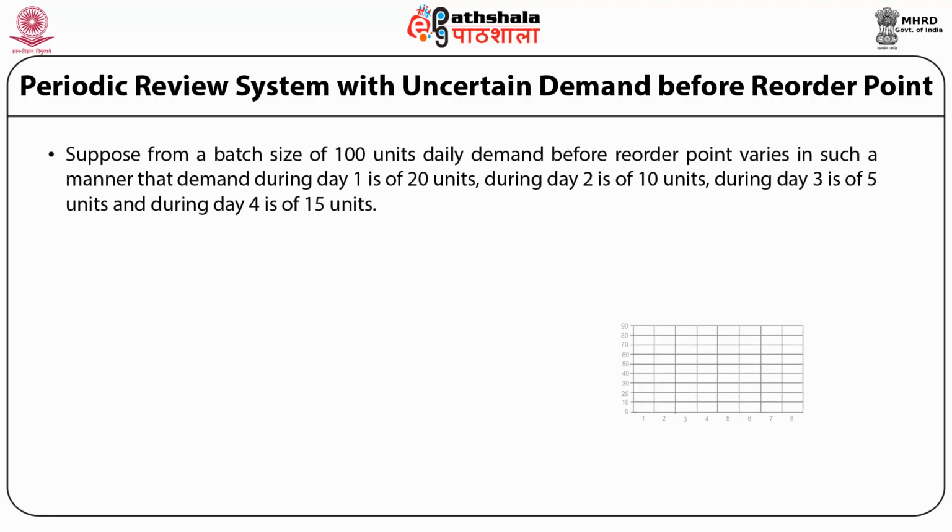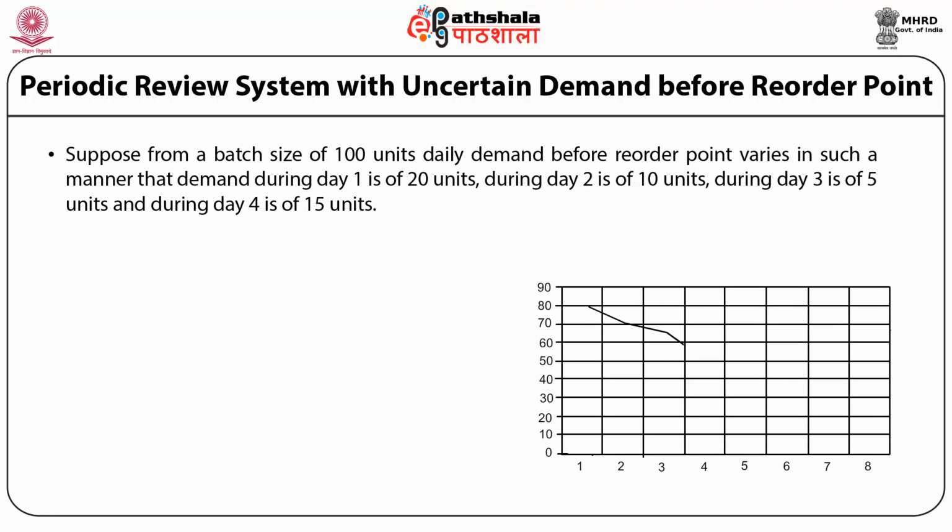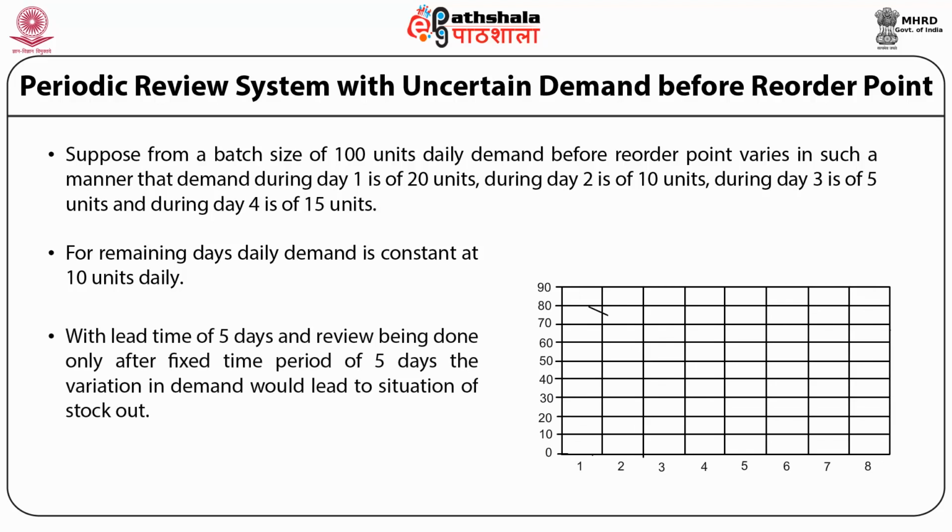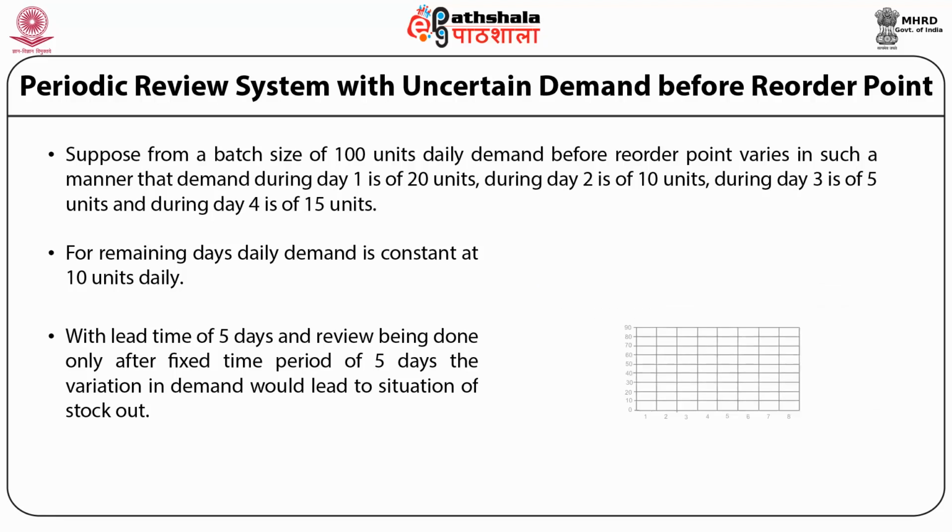Case 2. Suppose from a batch size of 100 units, daily demand before the reorder point varies in such a manner that demand during day 1 is 20 units, during day 2 is 10 units, during day 3 is 5 units, and during day 4 is 15 units. For the remaining days, daily demand is constant at 10 units daily. With a lead time of 5 days and review being done only after a fixed time period of 5 days, the variation in demand would lead to a situation of stock out.